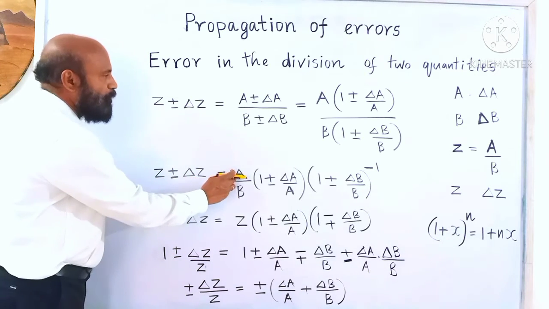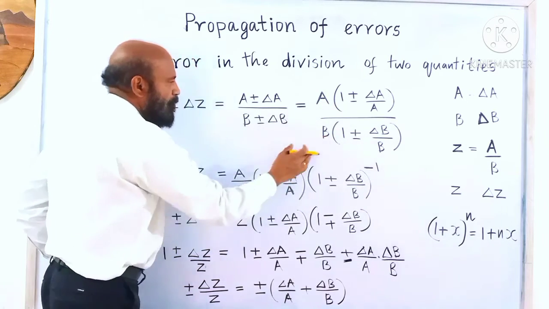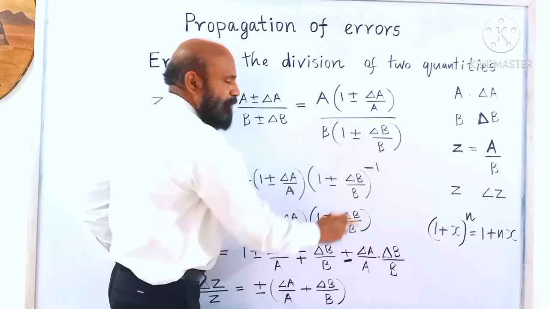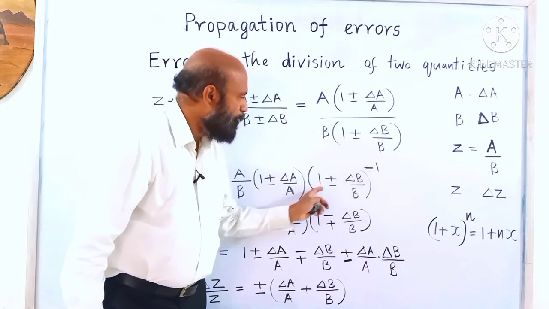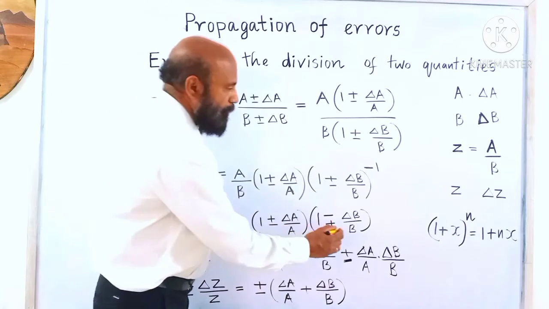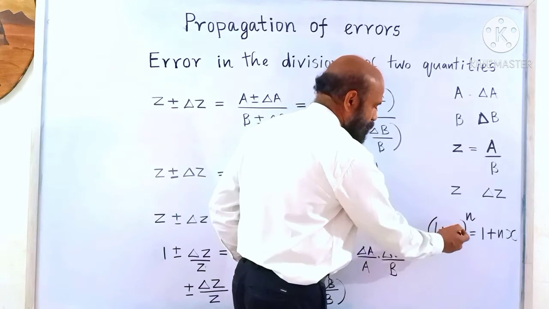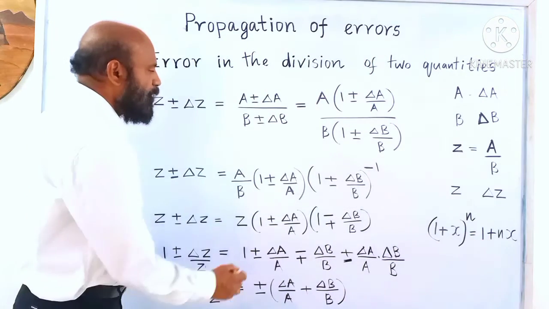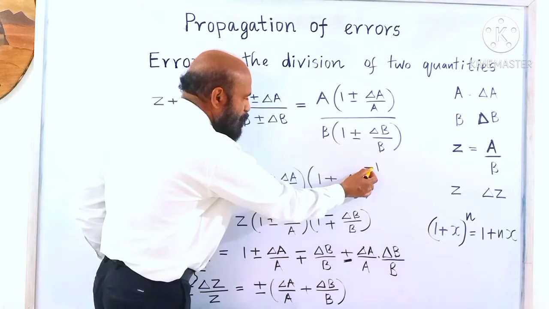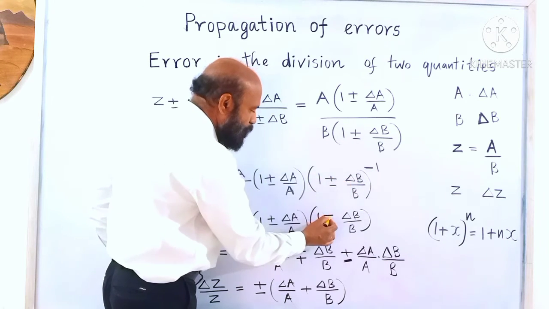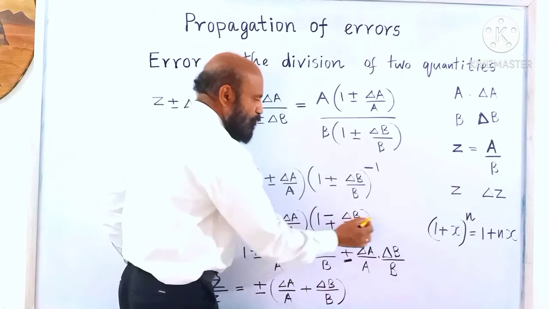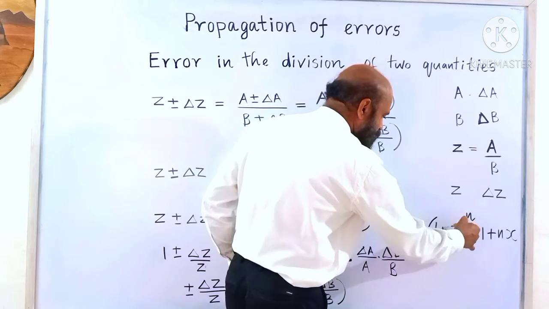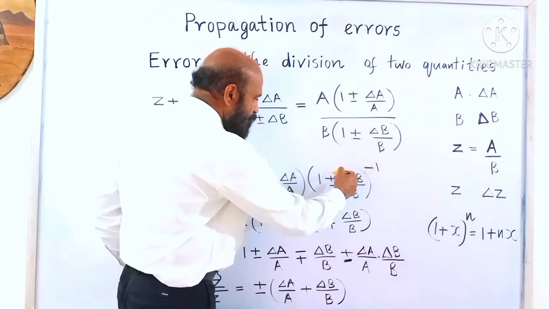Z plus or minus delta Z is equal to A by B, then this term. When this term is taken to the numerator, it can be written like this: 1 plus or minus delta B by B raised to minus 1. Then we can apply the binomial theorem. When this x is very small, 1 plus x all raised to n is 1 plus nx. So that rule we can apply here. When this minus 1 is taken inside, this plus will become minus, minus will become plus. As per this binomial approximation, 1 plus x all raised to n is 1 plus nx, this n is taken inside. Similarly, here we have taken this minus 1 inside.